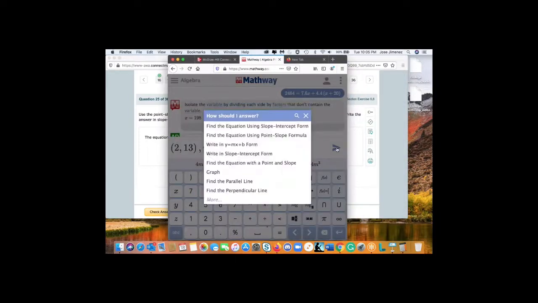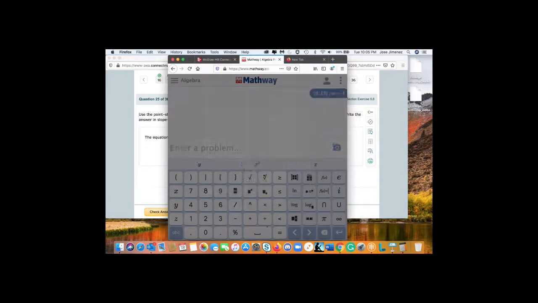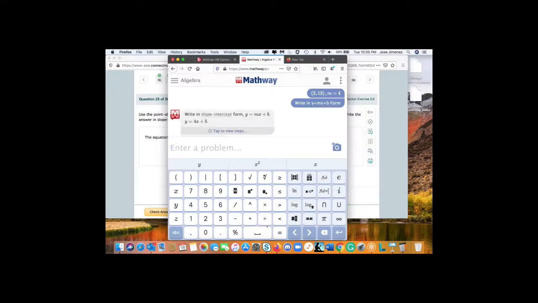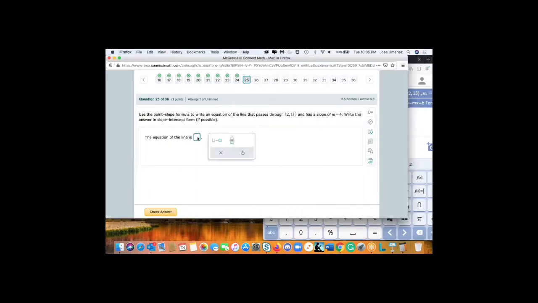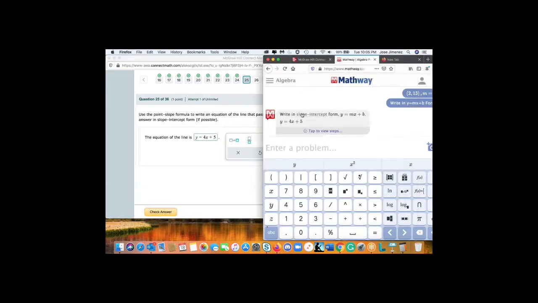Then enter. I want the slope-intercept form, which is y equal to mx plus b. So they give me 4x plus 5. Here I say y equal to 4x plus 5.